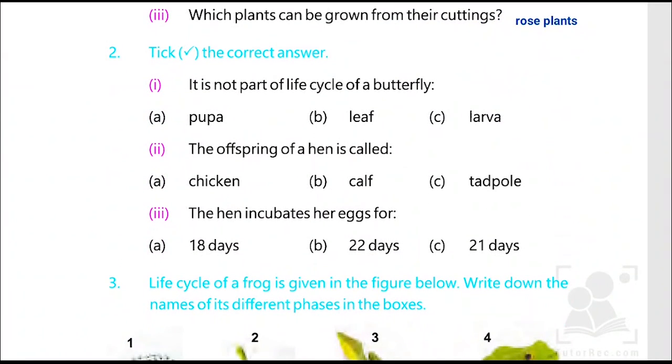Let's move ahead. You have to tick the correct answer. It is not part of life cycle of a butterfly. Pupa, leaf, larva. Leaf is not the part of life cycle of a butterfly, so we are going to highlight it. Next is the offspring of a hen is called chicken, calf, tadpole. Chicken. The hen incubates her eggs for 18 days, 22 days, 21 days. 21 days.